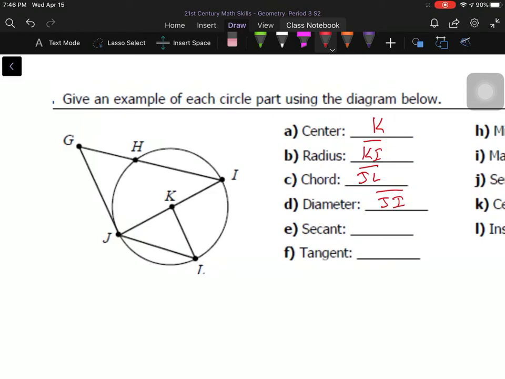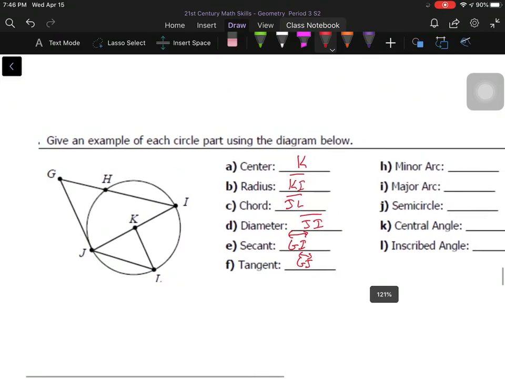A secant is a line that goes through. Now you notice there's no arrows on any of these, so I just have to pick one. So if I did GI, and then just remember to put the line symbol above it. Again, you could say JI, you could say LK, as long as you put the arrows on it, that makes it a line and it goes through. The tangent, again, a tangent can be a segment, a ray, or a line. So I'm going to use GJ. I'm going to make that one a line also.